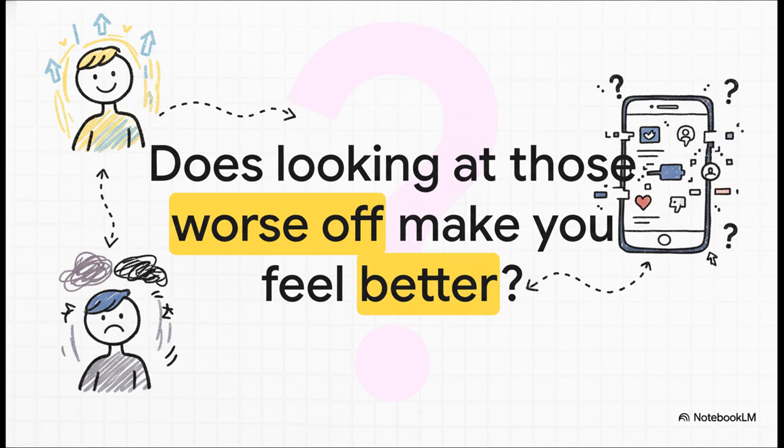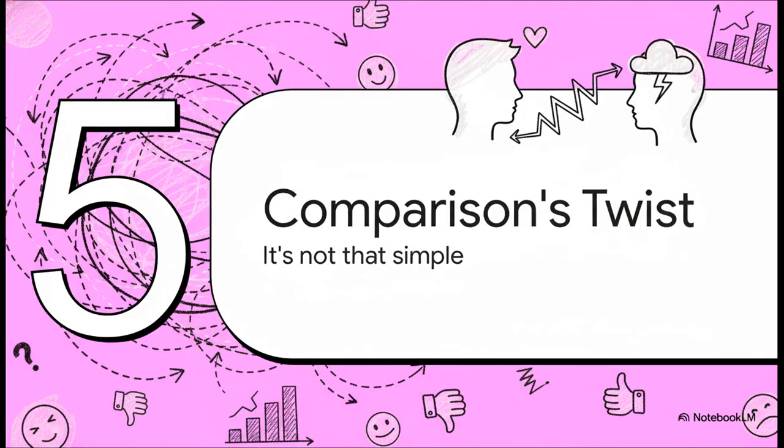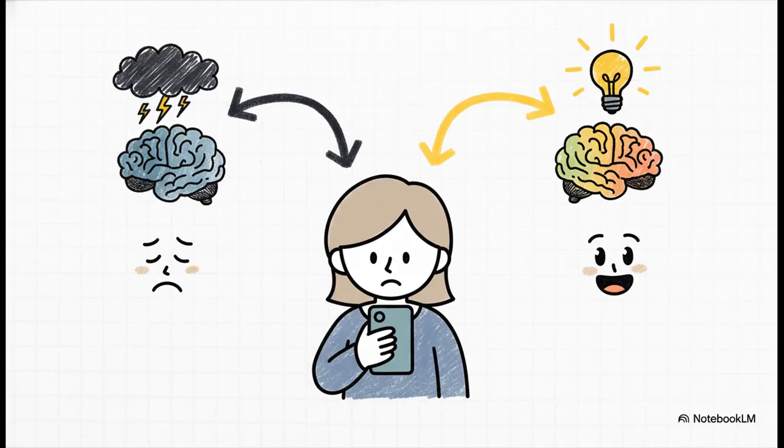So basic logic would say that looking at people who are worse off than you, that should make you feel good, right? A little boost of, hey, at least I'm not doing that badly. But is it really that simple? Well, this is where the research reveals a pretty fascinating twist. The emotional result of all this comparison, it's not nearly as straightforward as we might think. And here's the bombshell. The emotional punch you get from social comparison isn't fixed. It actually doesn't matter if it's upward or downward. The effect it has on you depends entirely on the mindset you bring into it.